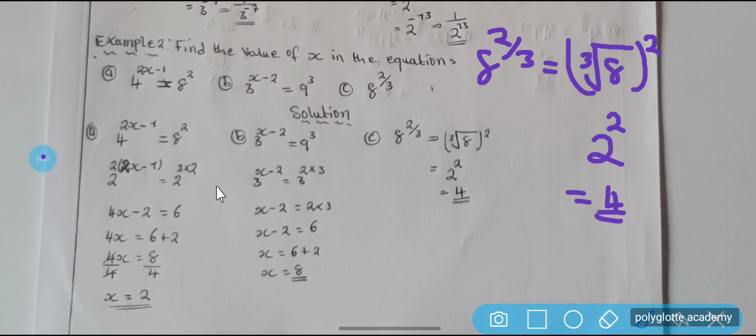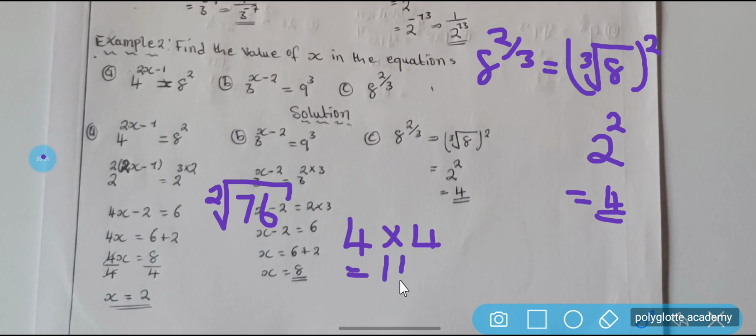Now this is what I was trying to say. Let's take, for example, the square root of 16. Square root means there is a 2 here. This 2 is telling you: what number will you multiply 2 times that will give you 16? It is 4 times 4. 4 times 4 is going to give you 16.